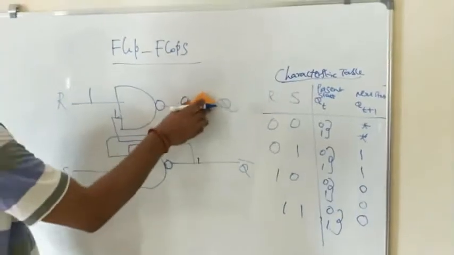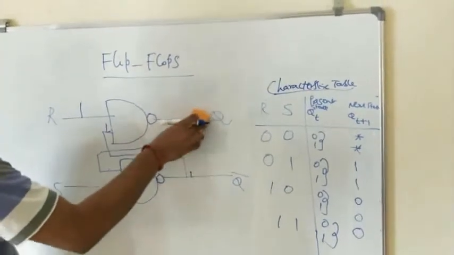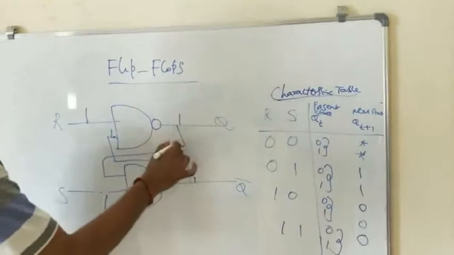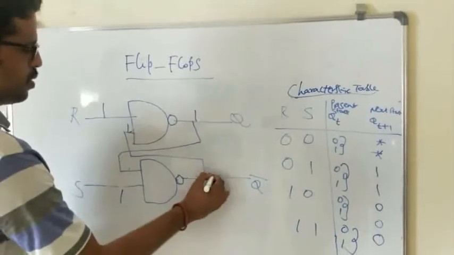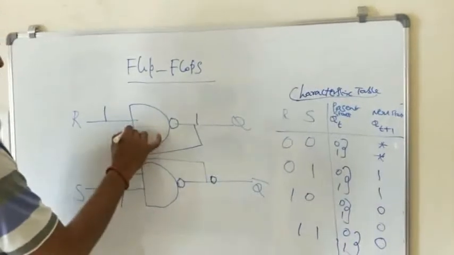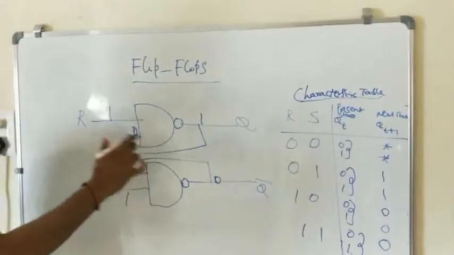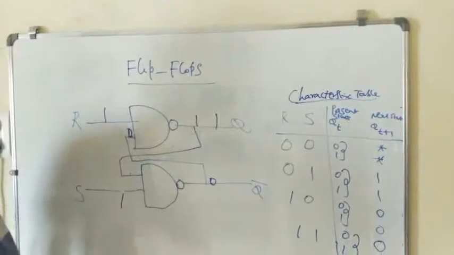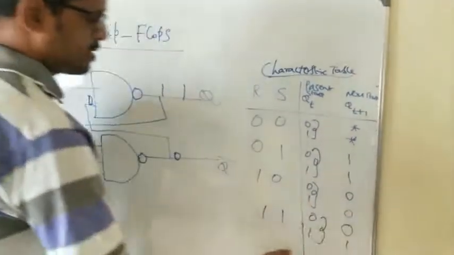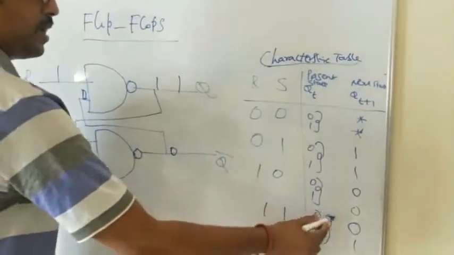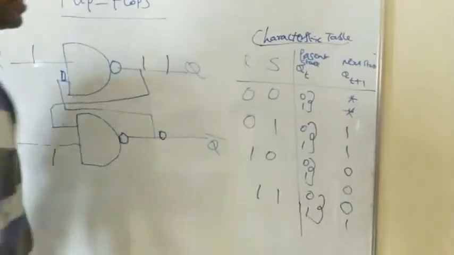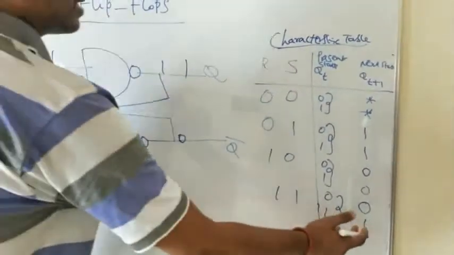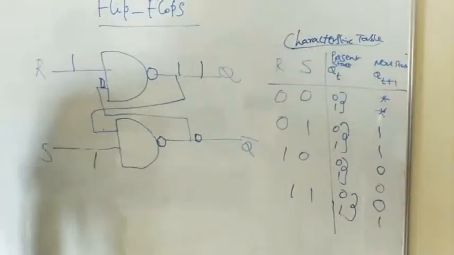Now we will assume the present state as 1. Then this 1 will come here. Both inputs are 1, which means it is going to be 0. If 0 comes here, if any one of the inputs is 0 in a NAND gate, the output is going to be 1. So the next state is 1, which means that when the present state is 0, the next state is 0. When the present state is 1, the next state is 1. This state is called the no change state.